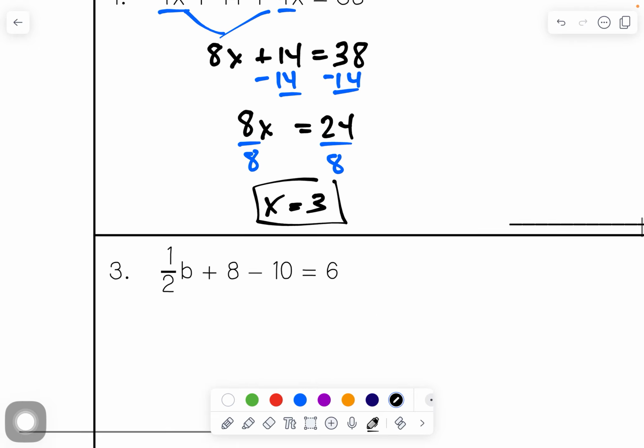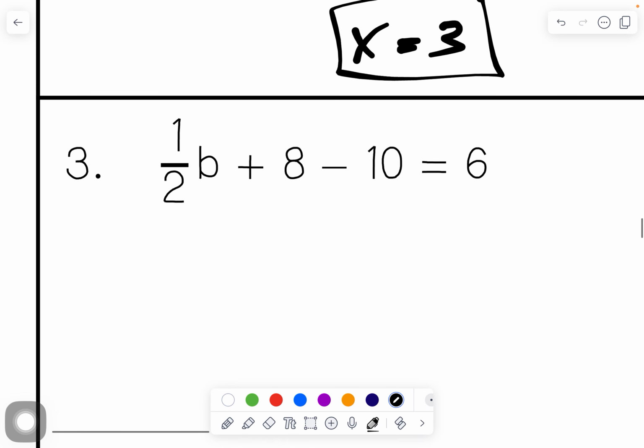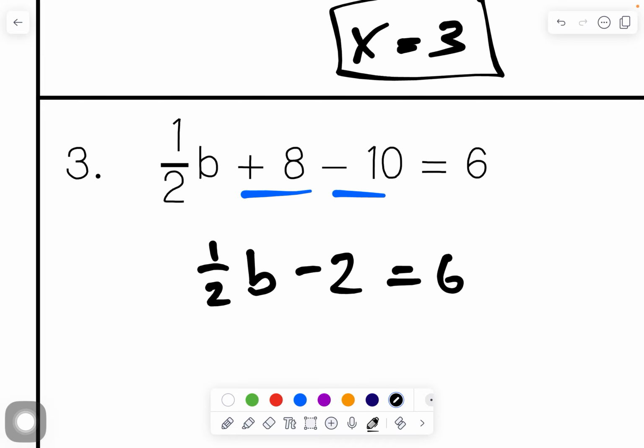Okay, let's take a look at the next one here. We have a fraction involved this time. No big deal. All right, here are our like terms, positive 8 and negative 10. So we have 1/2 b minus 2 equals 6. All right, we combined our constants.